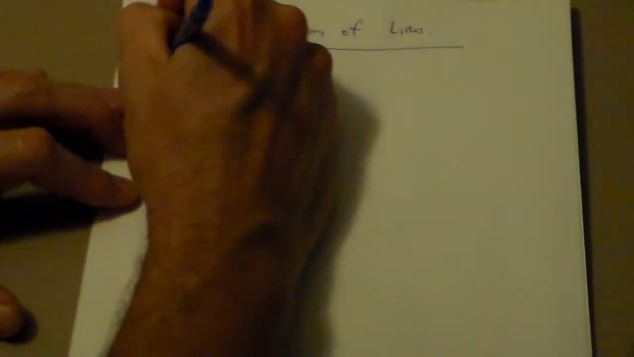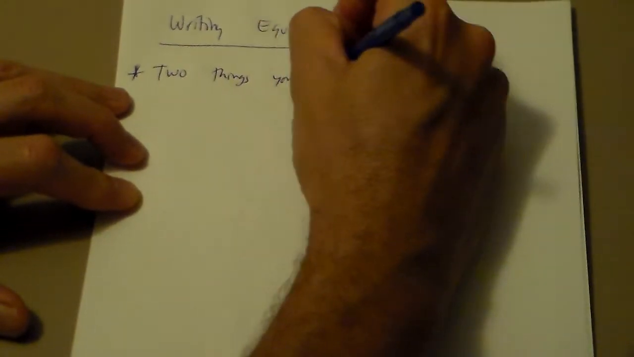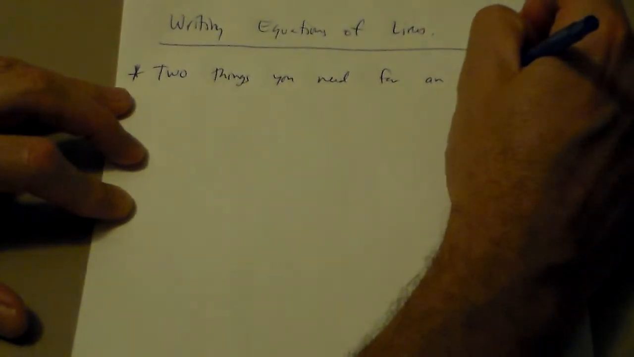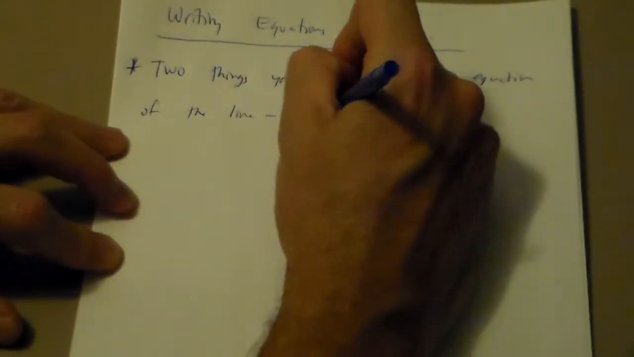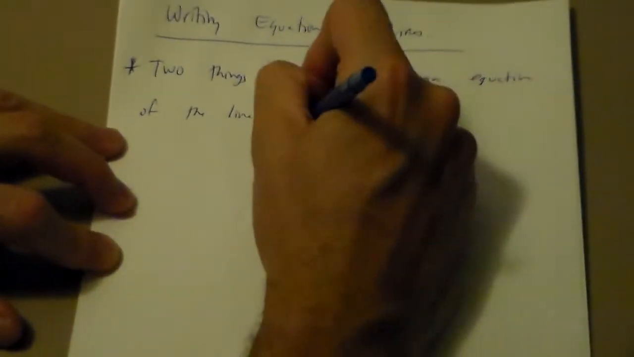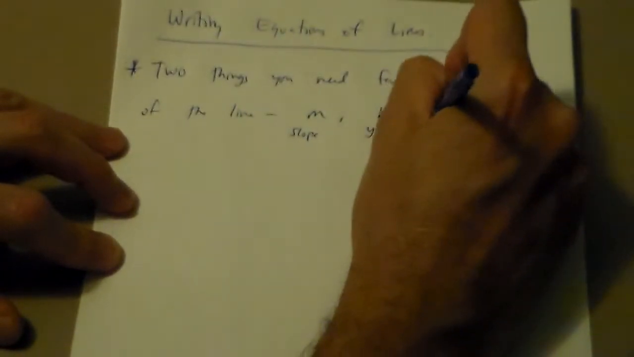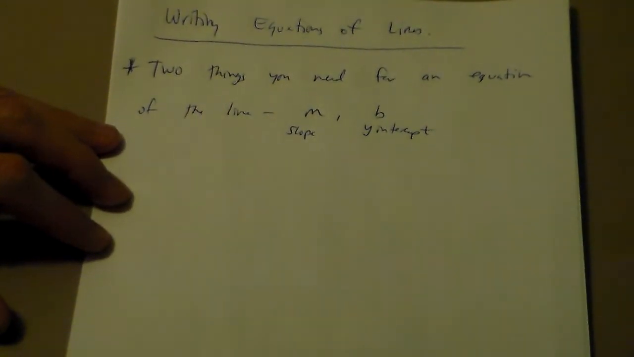Two things you need. This is huge. You can write this down. Very important. Two things you need for an equation of the line: m and b, slope and y-intercept. Those are the two things that you need for an equation of a line. If you have those two things, you can write an equation of a line.